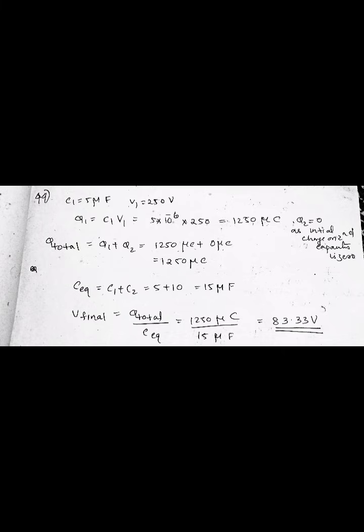So C equivalent is equal to C1 plus C2, this is equal to 5 plus 10, and this is equal to 15 microfarad. So V final is equal to Q final divided by C equivalent. This is equal to 1250 μC divided by 15 microfarad, and this is equal to 83.33 volt.